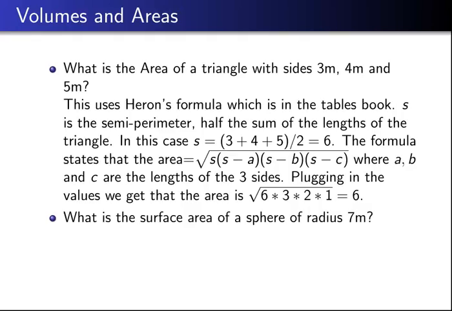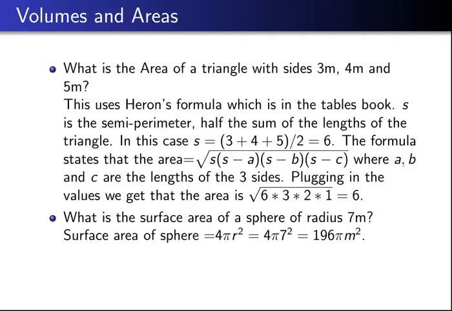What is the surface area of a sphere of radius 7 meters? Well, the surface area of a sphere is 4 pi r squared. So it's not the area of a circle, it's the surface area of a sphere, and that's why the formula is different. It's 4 pi r squared. So now we just plug in r is equal to 7. So that's equal to 4 pi 7 squared. Multiply that out and you get 196 pi meters squared. I remembered it this time.